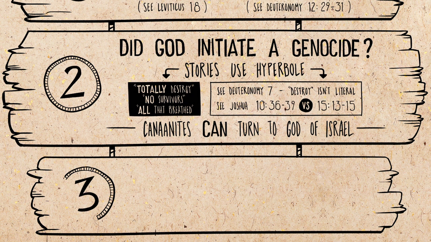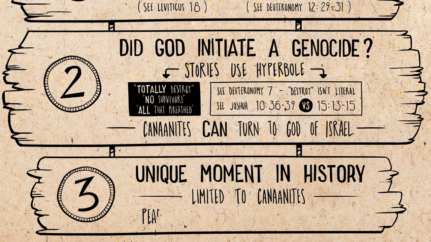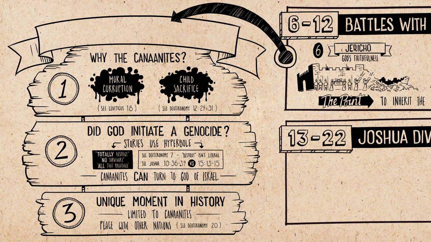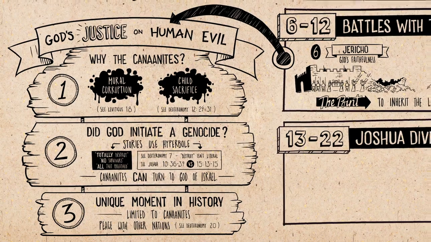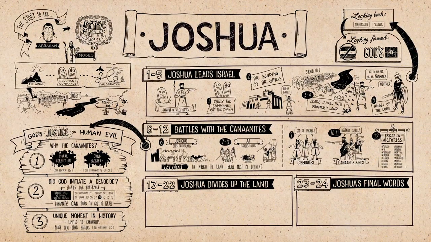The last thing to think about is that these stories mark a unique moment in Israel's history. These battles were limited to the handful of people groups living in the land of Canaan. With all other nations, Israel was commanded by God to pursue peace. Go read Deuteronomy chapter 20. So the purpose of these battle stories was never to tell you, the reader, to go commit violence in God's name. Rather, they show God bringing his justice on human evil at a unique moment in history and how he delivered Israel from being annihilated by the Canaanites.